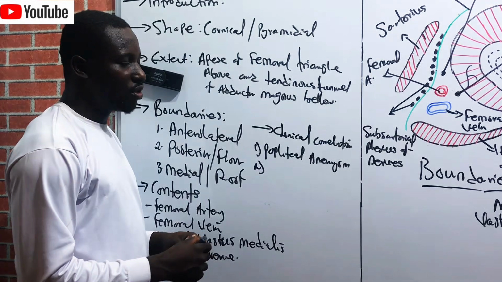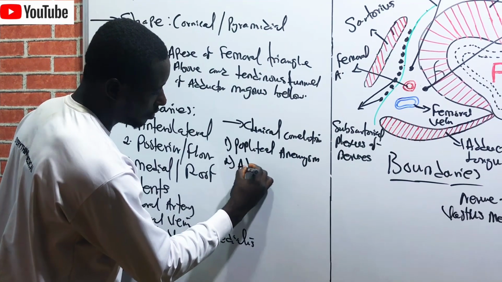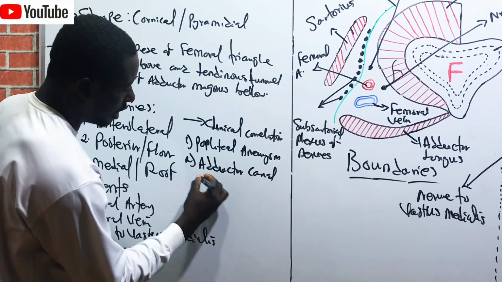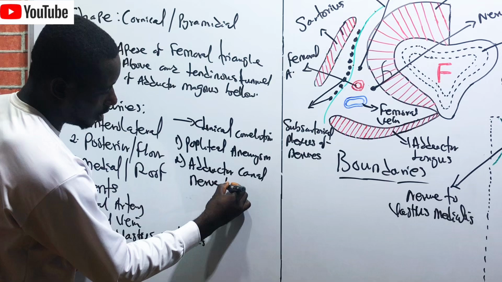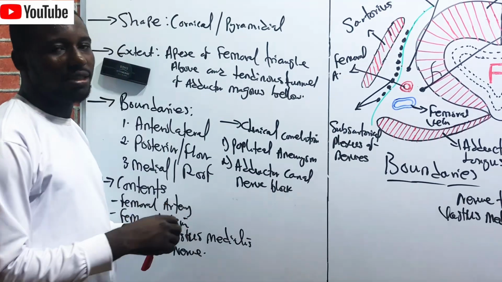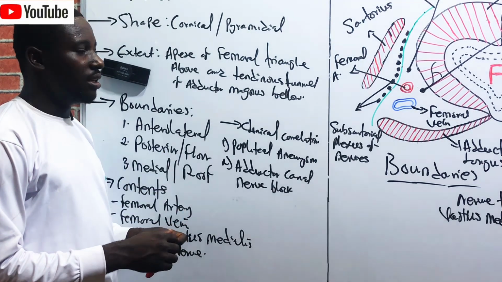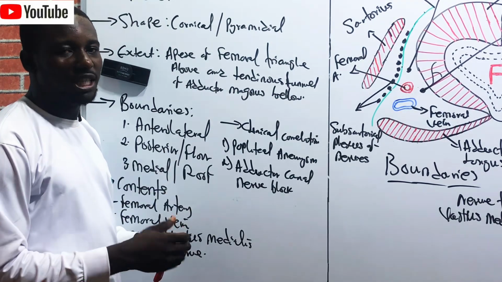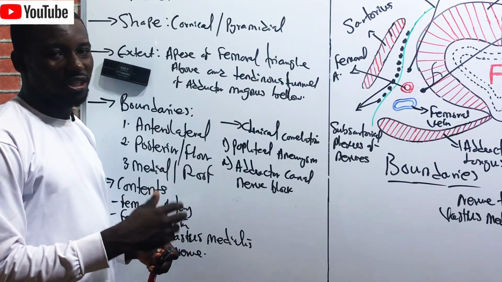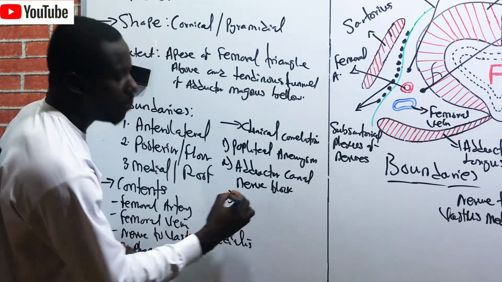We call it the adductor canal nerve block. This is administered as an anesthesia during surgery at that region in order to numb the nerves which could be transmitting pain sensation. So the patient will not be feeling pain while conducting surgery at that region. So it is called adductor canal nerve block.